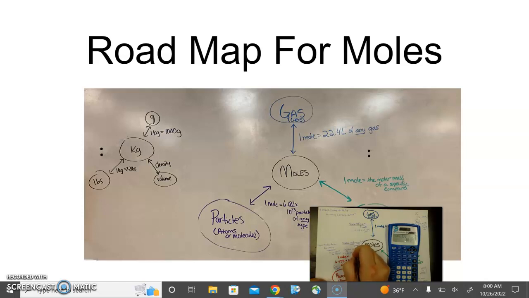I carry the times 10 to the 23rd along for the ride, and then I can simplify. Remember, the exponent laws tell us that when we have two things with the same base, we can add our exponents, so our final answer is 3.011 times 10 to the 24th molecules of FeO2.